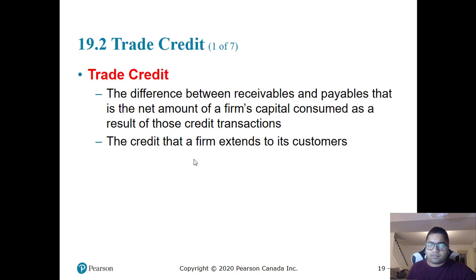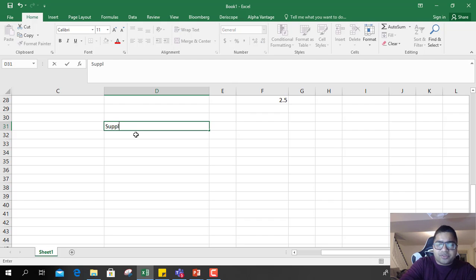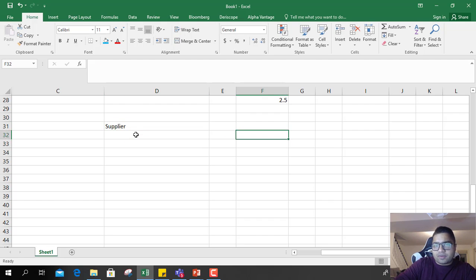Next is trade credit. So what is trade credit? The difference between receivables and payables is the net amount of the firm's capital consumed as the result of those trade credit transactions, that is, the credit that the firm extends to its customers. Let me explain. Suppliers extend you some credit, and to customers, you have to give some credit. The difference between these two credits is trade credit.